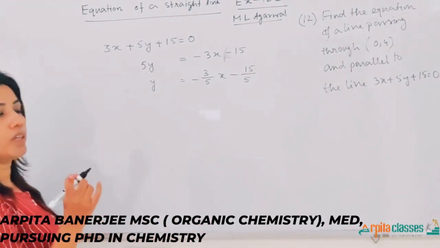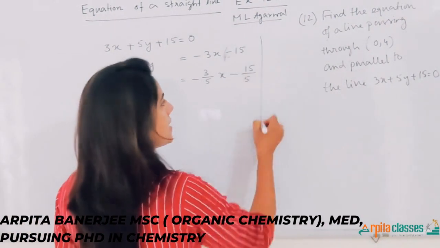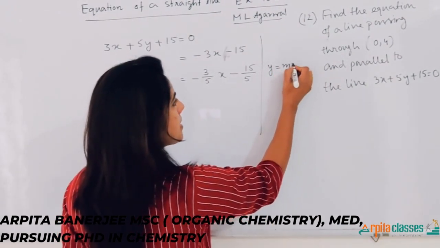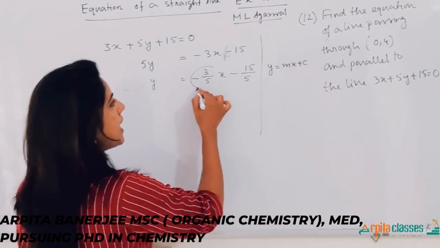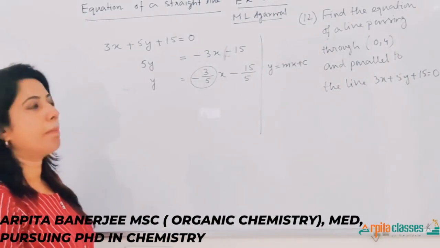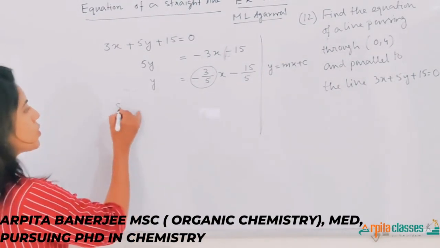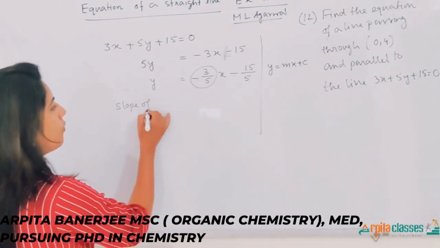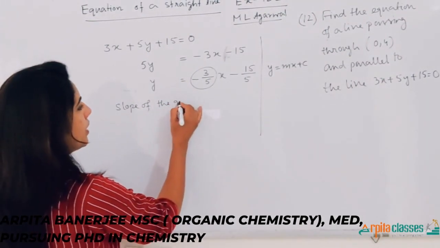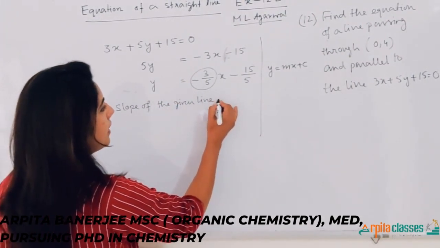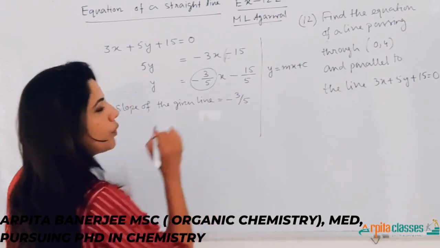Comparing this equation with the general equation, y is equal to mx plus c, you can understand the slope of this line is minus 3 by 5. So slope of the given line minus 3 upon 5.